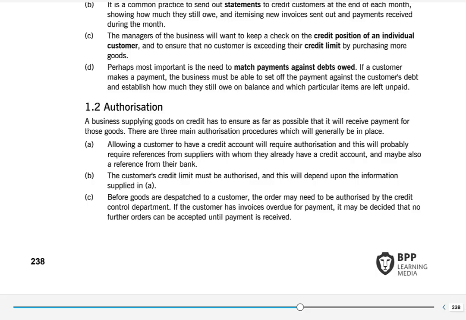Common exam mistake to avoid. Do not write about double entry here. This lesson is not about debit and credit entries. It is about internal control and risk management in credit sales.